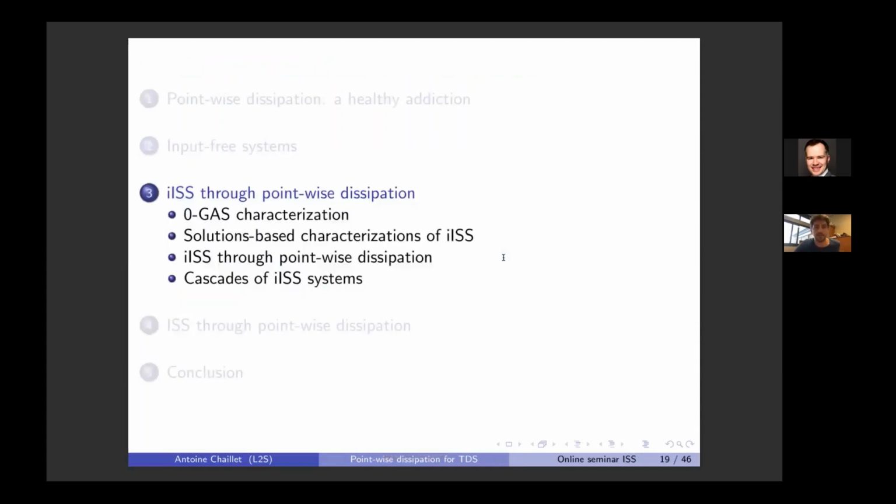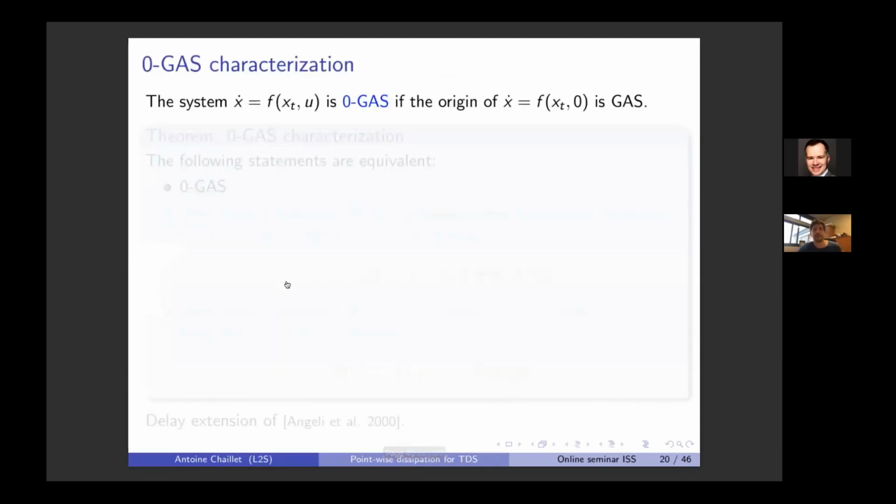Let me now go to systems with input and study integral input-to-state stability. You remember, you bound the solution by the integral of the input. For this, I first need some tools. The first tool I need is the characterization of zero-GAS. I recall that zero-GAS means that the origin of the input-free system, where u equals 0, is globally asymptotically stable.